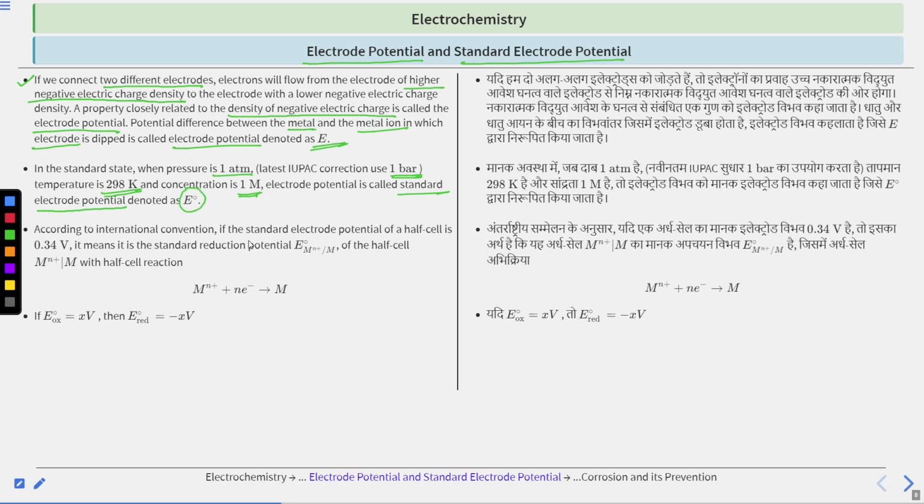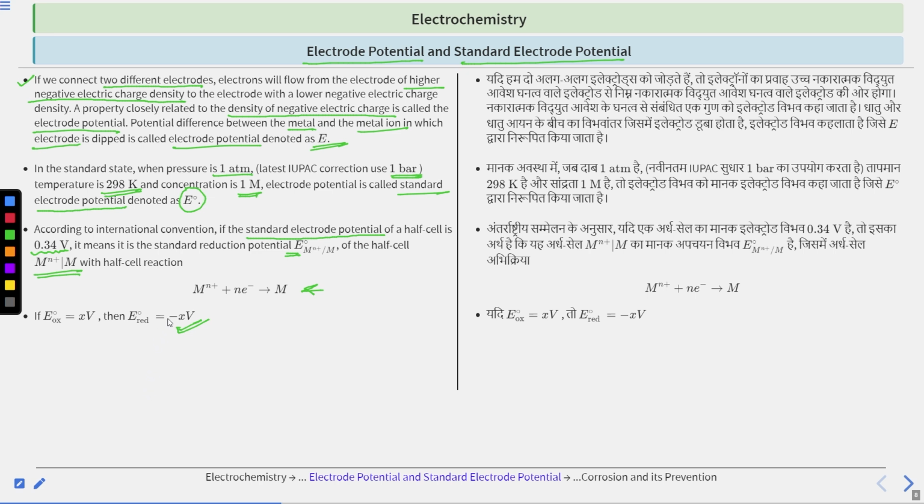According to international convention, if the standard electrode potential of a half cell is 0.34 volt, it means it is the standard reduction potential E0 of the half cell M^n+ | M, with a half cell reaction of M^n+ plus n electrons giving us M metal atom in solid. And if E0 of oxidation is equal to X volt, then E0 of reduction, that is standard electrode potential of reduction, is equal to minus X volt.